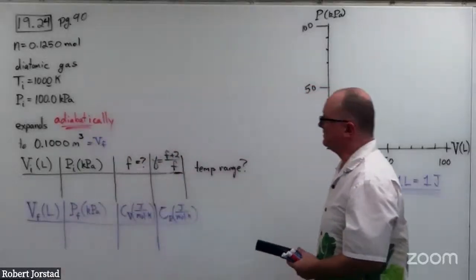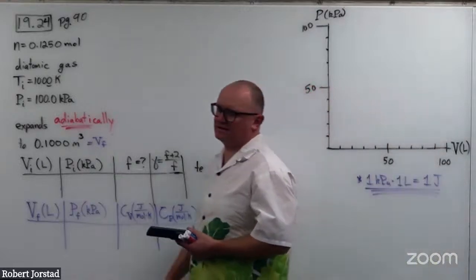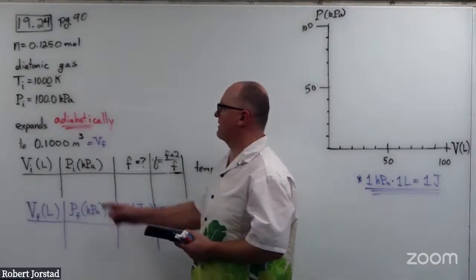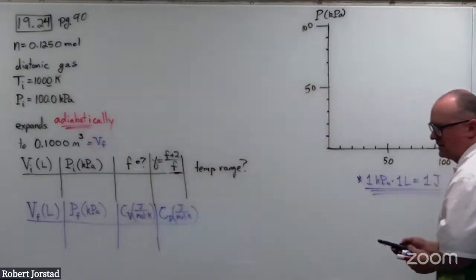Okay, we're now looking at 19.24. It's a very similar problem to the last one, except we have an adiabatic expansion. So just for reference, I think I've got this here.